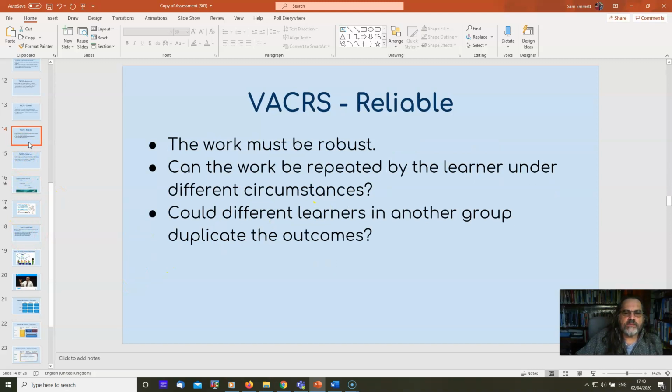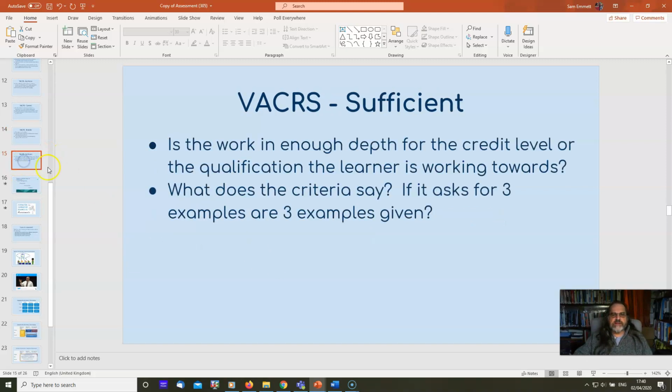Reliable. Work must be robust. Can the work be repeated by the learner under different circumstances? Could different learners in another group duplicate the outcomes? Reliable really helps us to see that the learning has taken place.